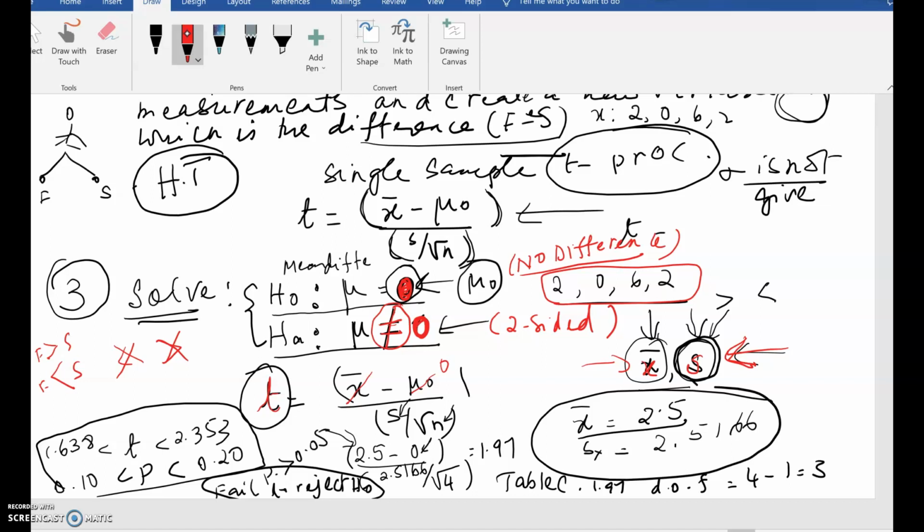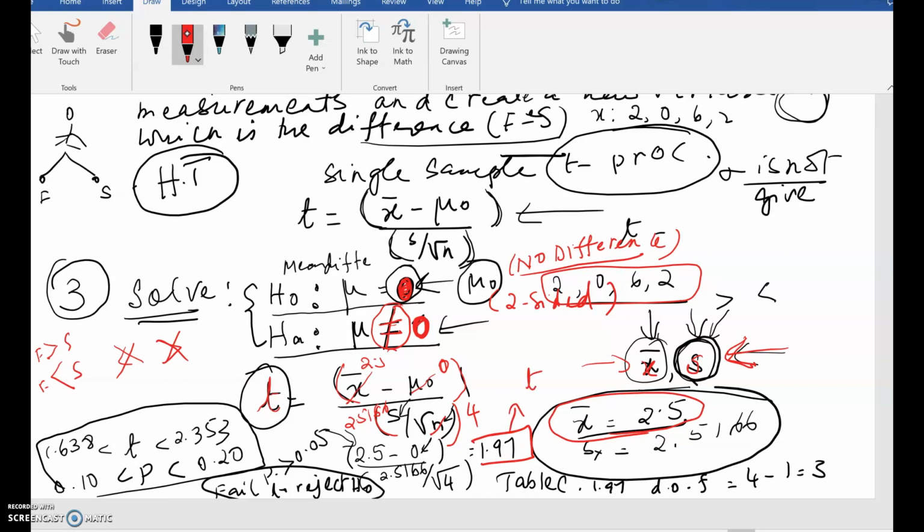So I entered these numbers into my calculator and this is what I got. X bar is 2.5 and s is 2.5166. N is the sample size, which is 4. Enter all the numbers, make sure you have parentheses around this. Although this is a 0, it won't make a difference. You get a 1.97.